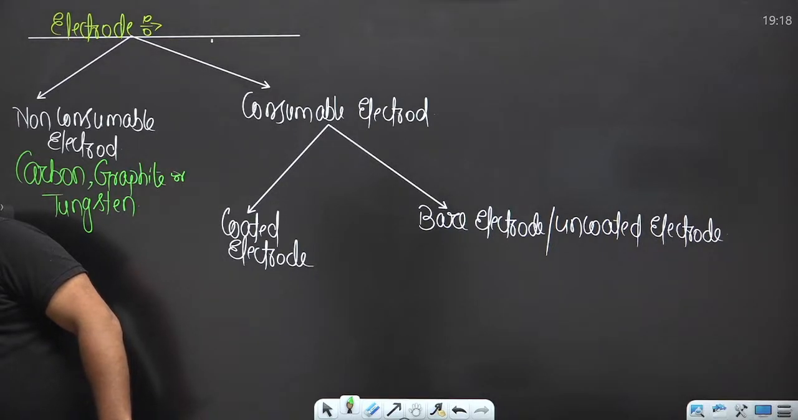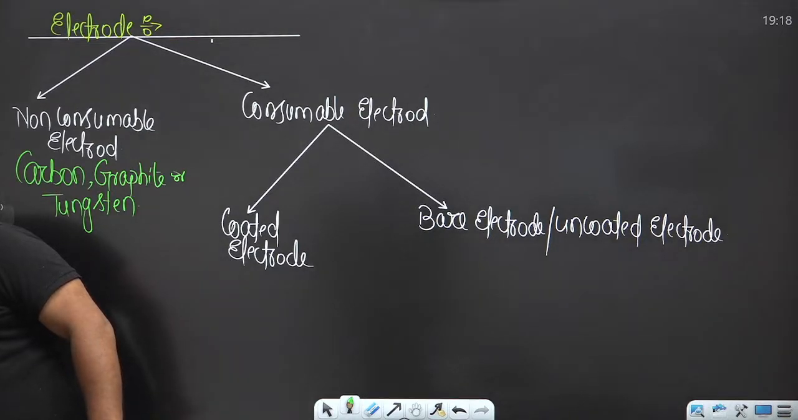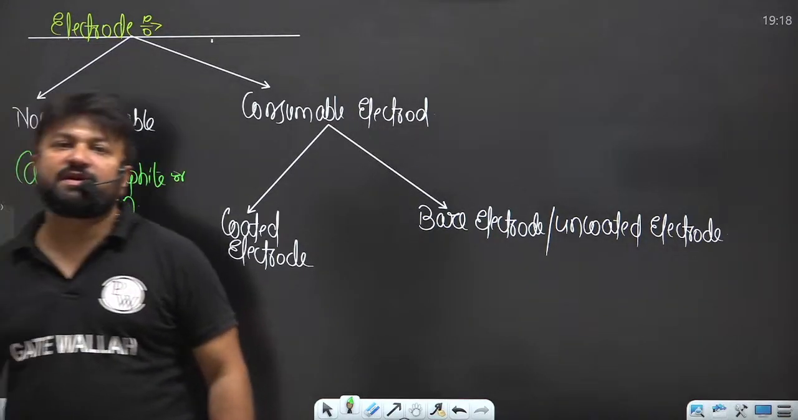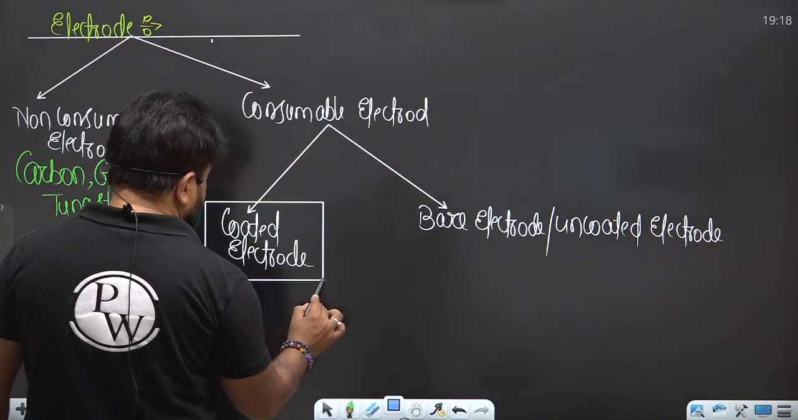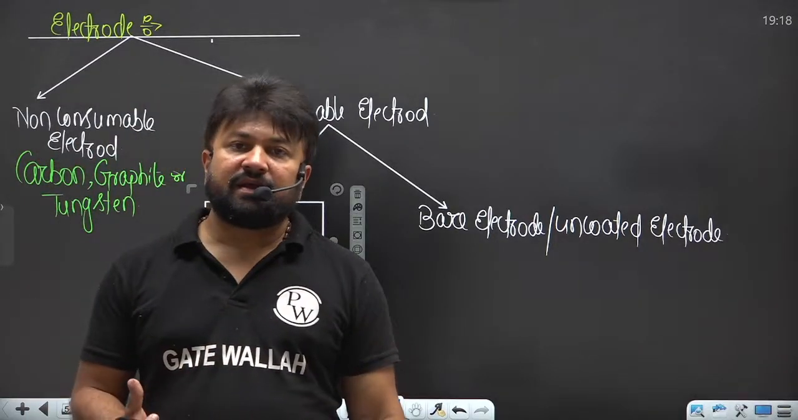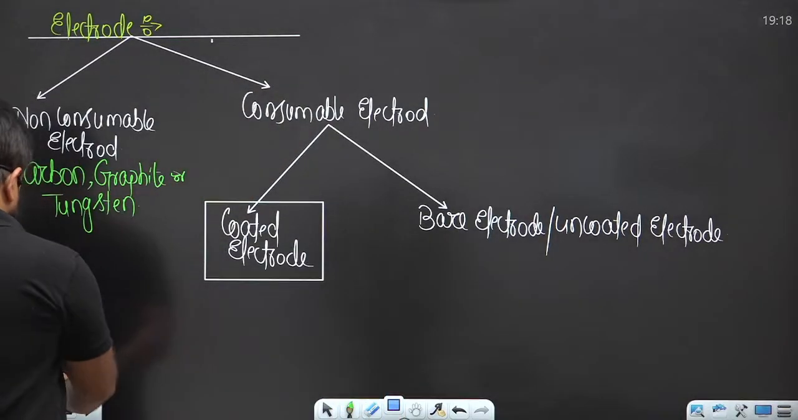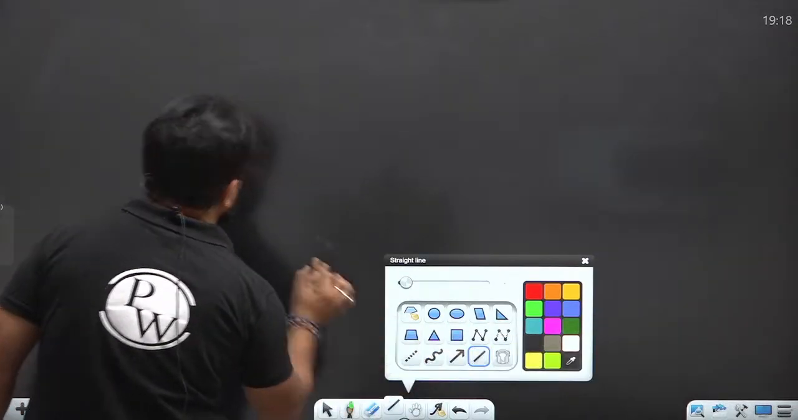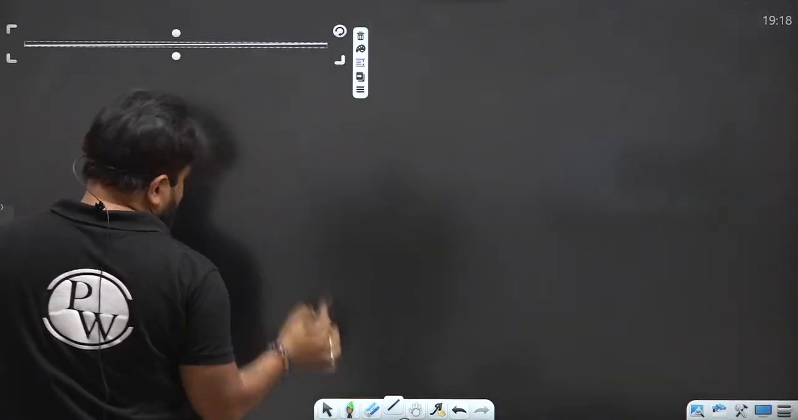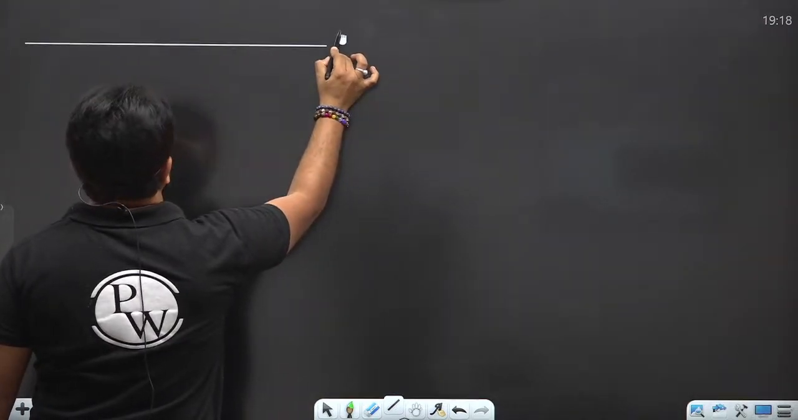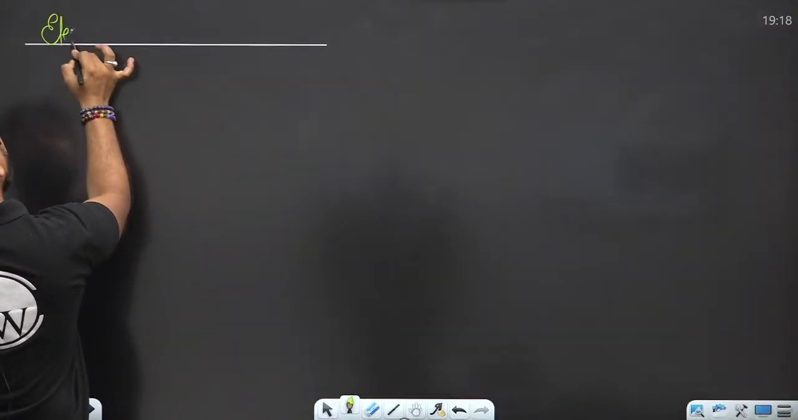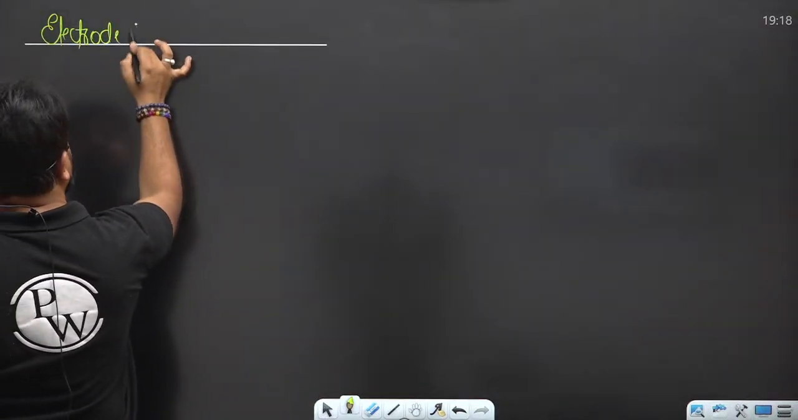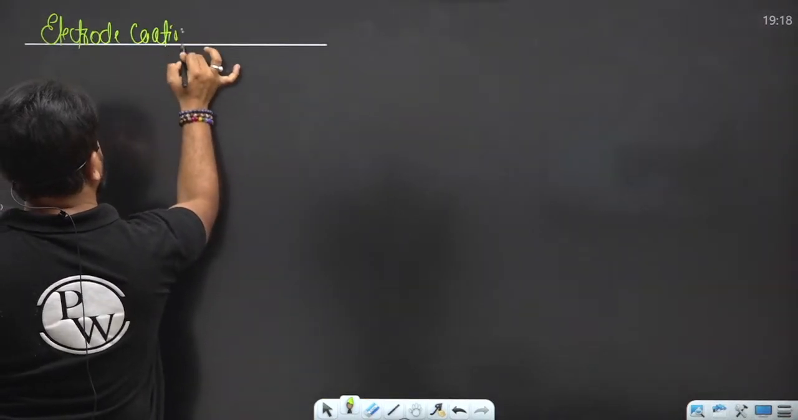So we have discussed the consumable electrode. Now, if you are talking about the coated electrode, what will be the coating? Let's talk about the electrode coating.